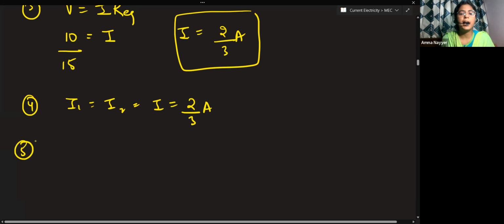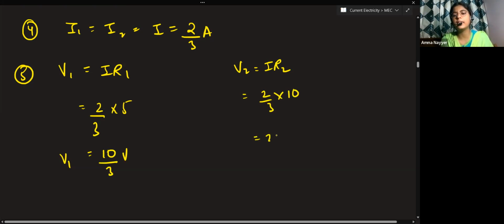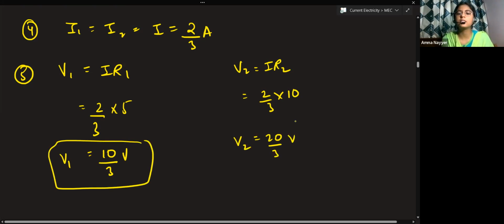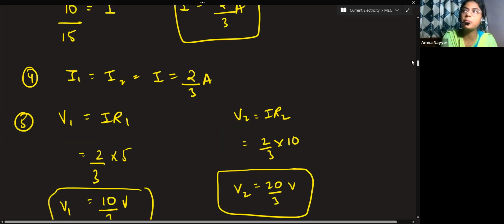And the fifth part, voltage across each. V1 will be IR1, V2 will be IR2. Here you had to put in the formulas. So V1 will be what? Current is 2 by 3. Resistance 1 is 5. So this becomes 10 by 3 volts. This is V1. This is 2 by 3 multiplied by 10. So this is 20 by 3 volt. This is V2. All right. So just note down this and we'll do the same things for the parallel connection.